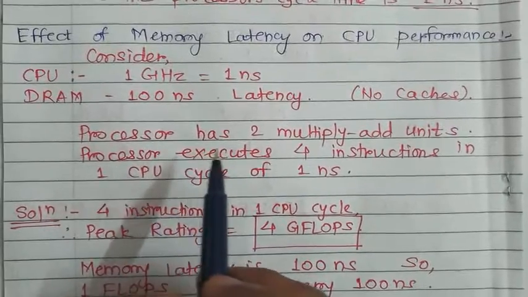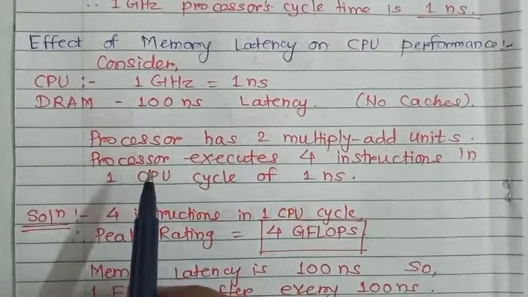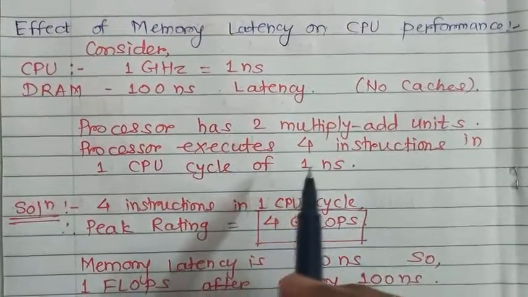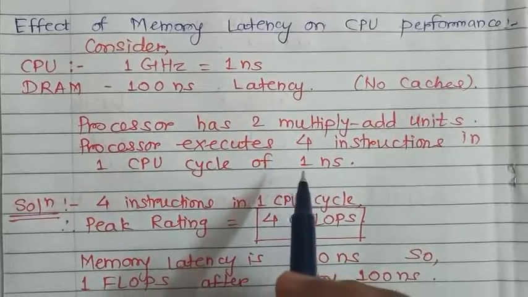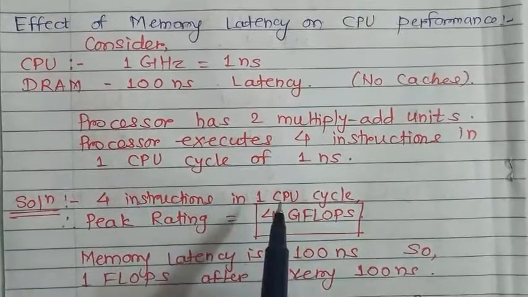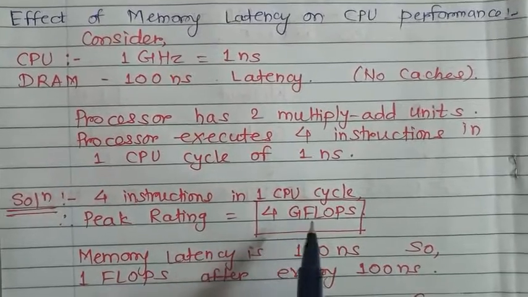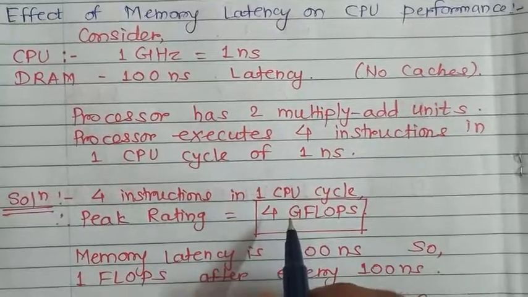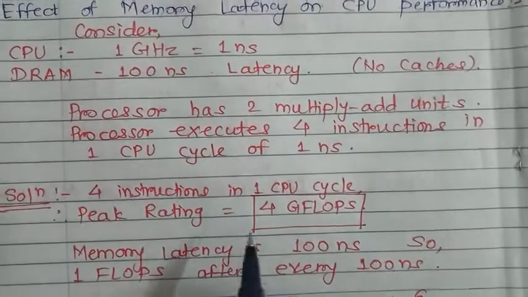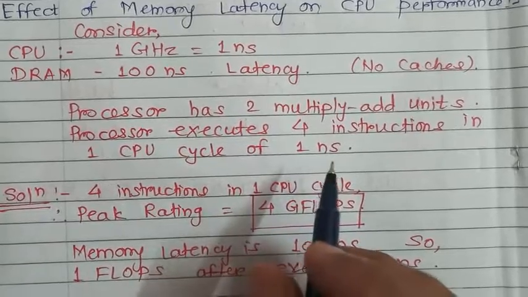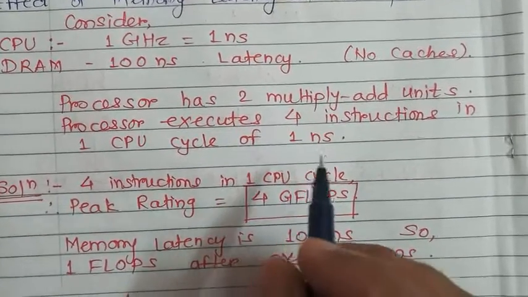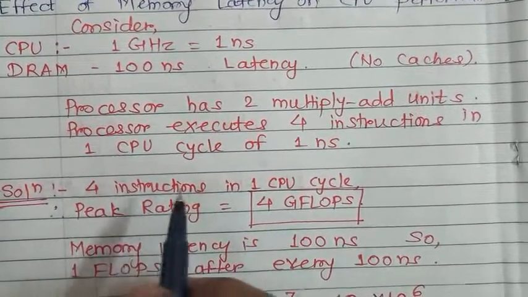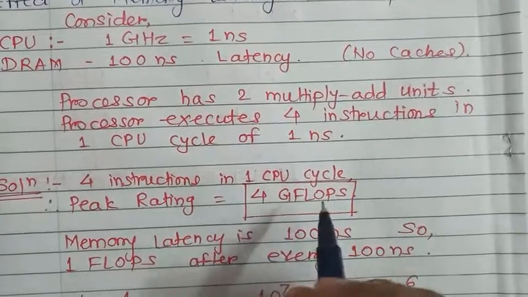Now consider the processor has two multiply-add units, and the processor executes 4 instructions in one CPU cycle of 1 nanosecond. So the processor is able to execute 4 instructions in 1 nanosecond. That's why the peak processor rating is 4 gigaflops. GFLOPS means giga floating point operations per second. For example, if we have one operation in 1 nanosecond, we call it 1 gigaflop. But in this case we have 4 instructions in one CPU cycle, so that's 4 gigaflops.